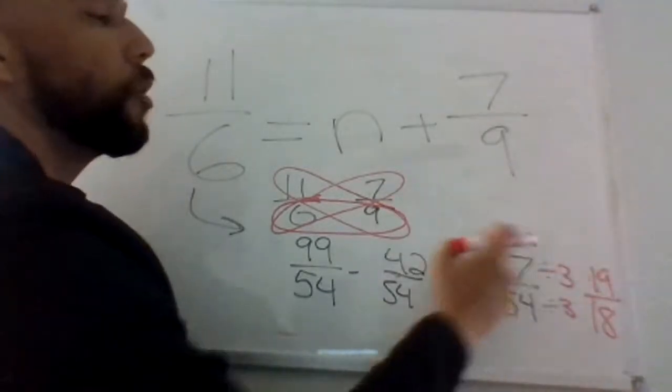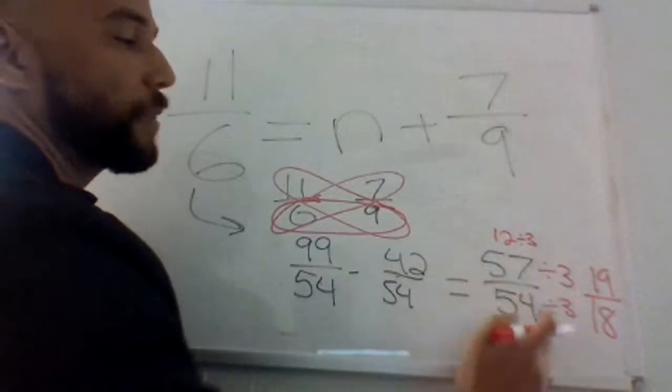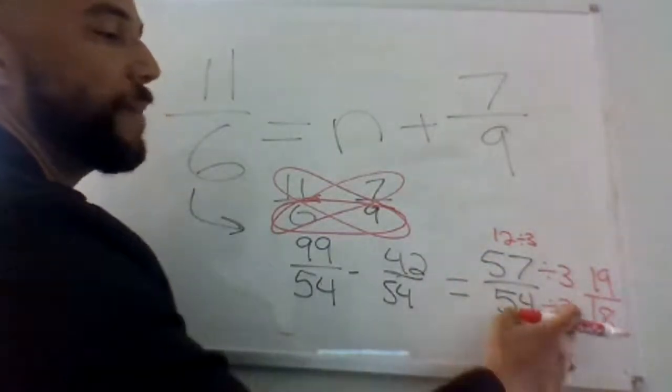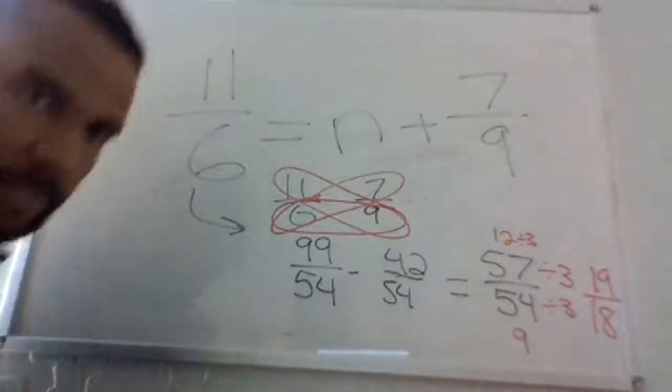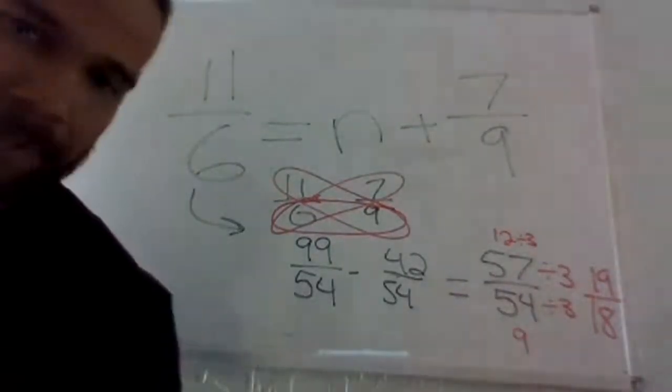Yes. So that means this whole number can be divided by 3. 5 plus 4 is 9. Can 9 be divided by 3? Yes. That means that this whole thing can be divided by 3 evenly. Just a little trick from last time.